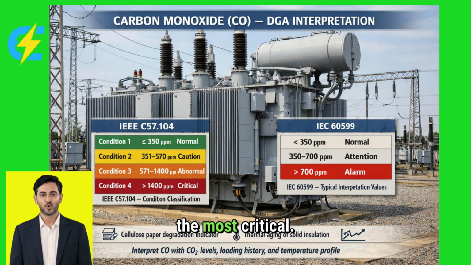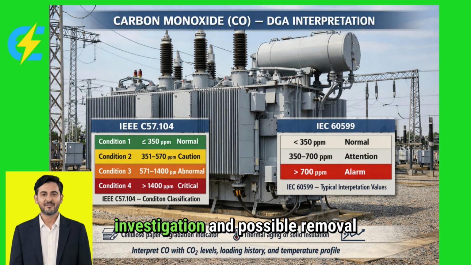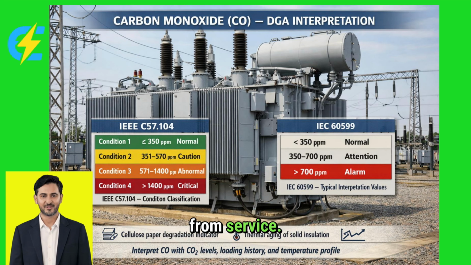The third case is the most critical. Carbon monoxide rises sharply together with ethylene or acetylene. This combination indicates active thermal or electrical damage to the paper insulation. This is a high-risk condition that demands immediate investigation and possible removal from service.